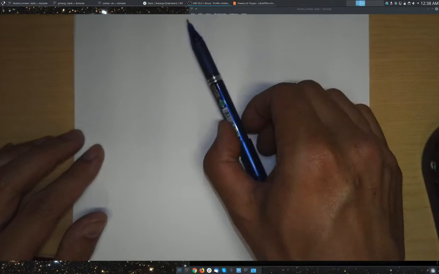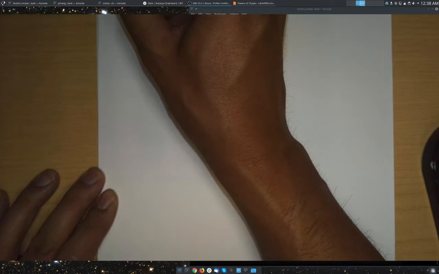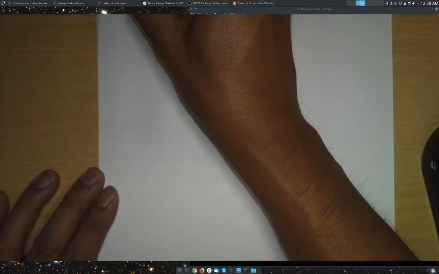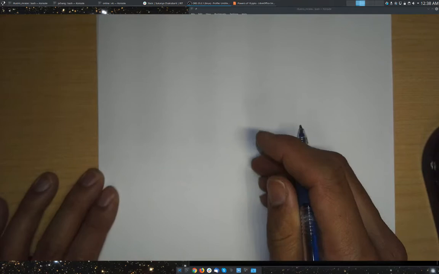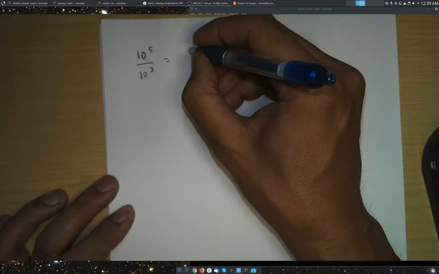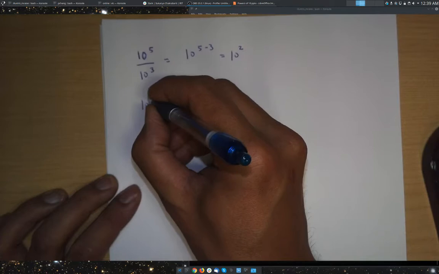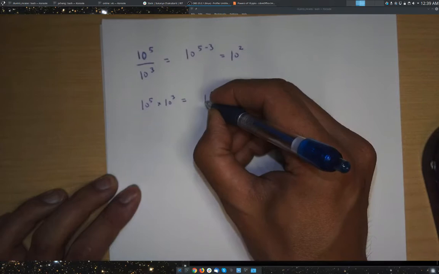Okay, so let me do, maybe a different pen would be better for this one. 10 to the 5 divided by 10 to the 3. Whoops, I should show you what that is. This is going to be equal to 10 to the 5 minus 3, which is 10 to the 2. Let's multiply this then. 10 to the 5 times 10 to the 3, that's going to be equal to 10 to the 5 plus 3, that's 10 to the 8.